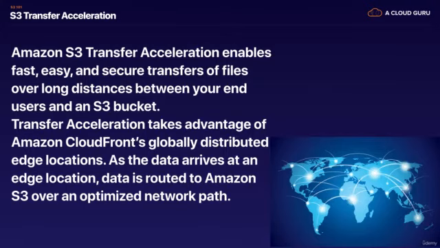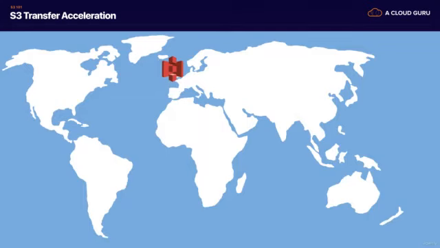We then also have S3 Transfer Acceleration. This enables fast, easy, and secure transfers of files over long distances between your end users and an S3 bucket. And basically, it's taking advantage of Amazon CloudFront's globally distributed edge locations. And then the data arrives at an edge location. It's routed to Amazon S3 over an optimized network path. And essentially what they're doing is they're using the Amazon backbone network.